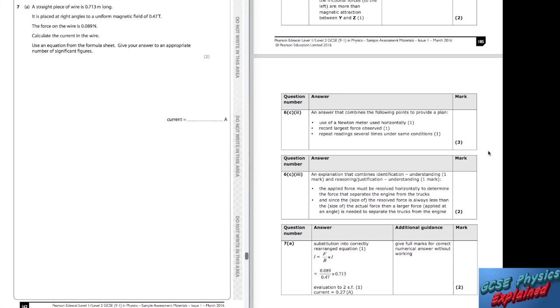So the equation that you need to use is F equals BIL. Magnetic field strength times the current times the length. So they are rearranging that. So there's your force, there's your magnetic field, there's the length. Your answer should come out as 0.27 to 2 significant figures.